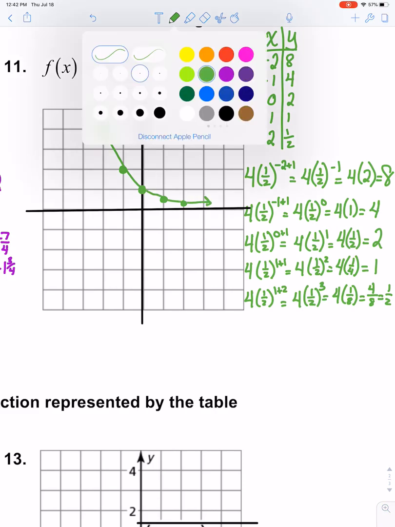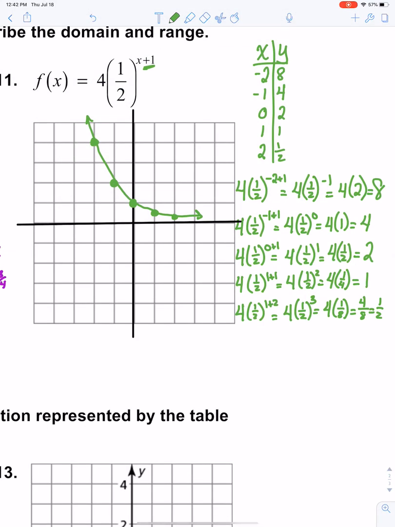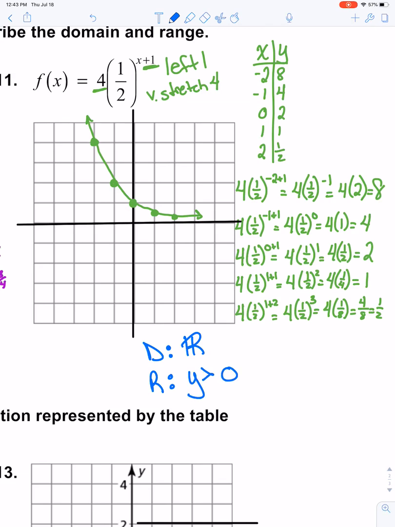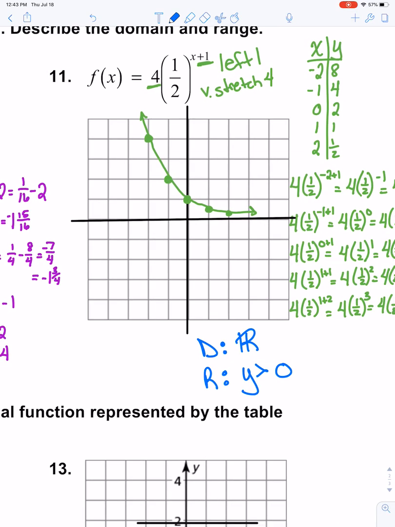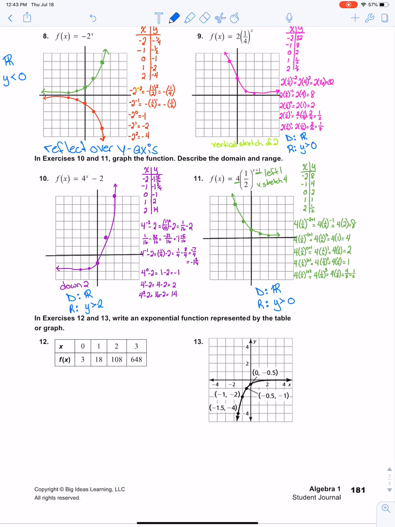Okay, from the parent function, we have moved to the left 1, and there has been a vertical stretch by 4. Okay, our domain and range, however, have not changed. Our domain, we can still put anything in for x. Our range, y still is greater than 0. It will never pass 0. All right, so that is how to graph an exponential function in a nutshell. When in doubt, make a table.